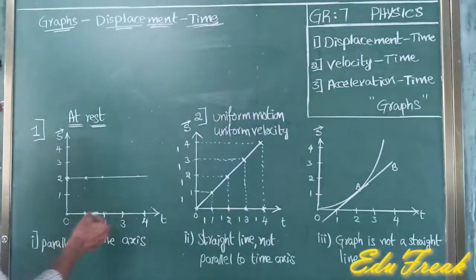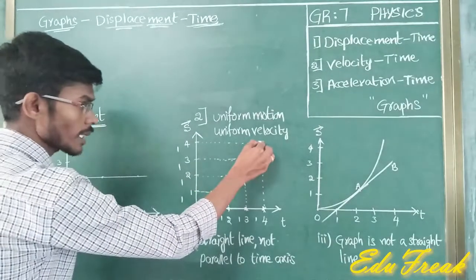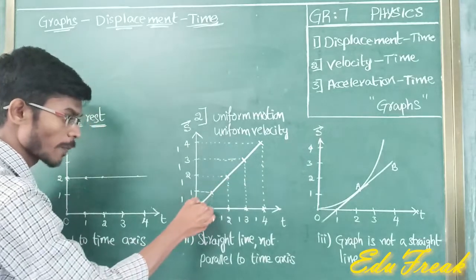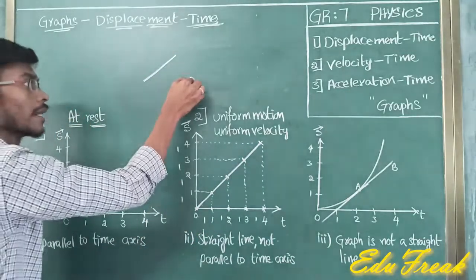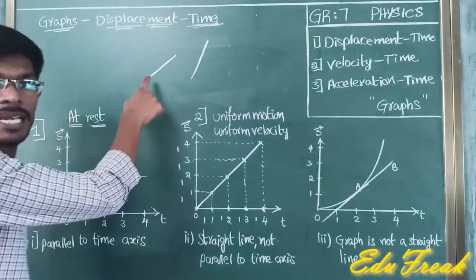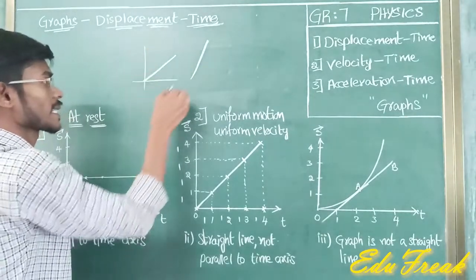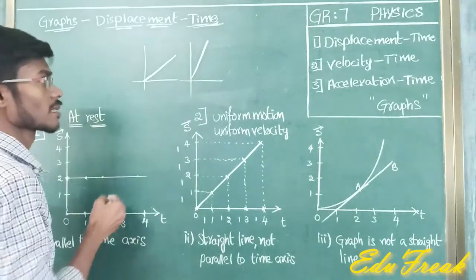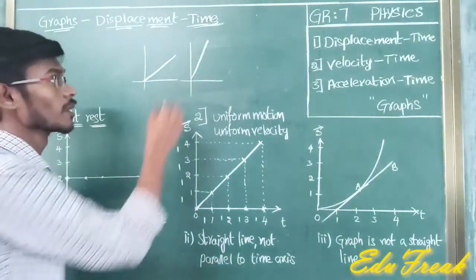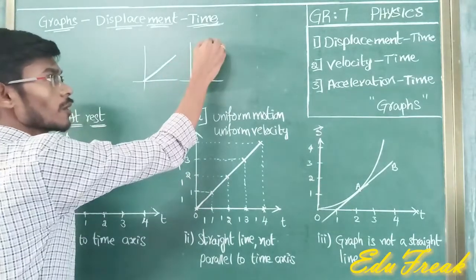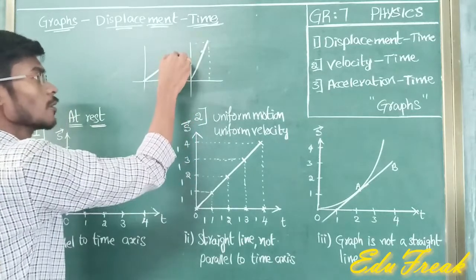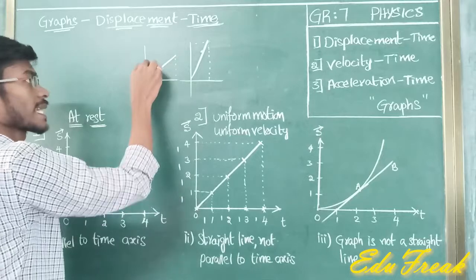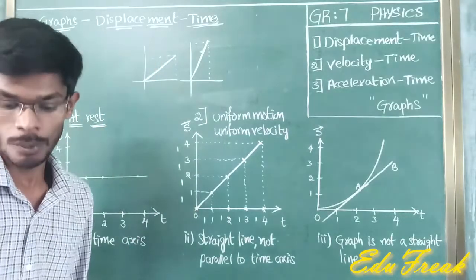See, the slope of the graph here, this is only the slope, right? Suppose you observe this line and this line with respect to the x-axis and with respect to the y-axis. Which one has the maximum slope? This one only, right? This is because of what? With respect to the x-axis and with respect to the y-axis.